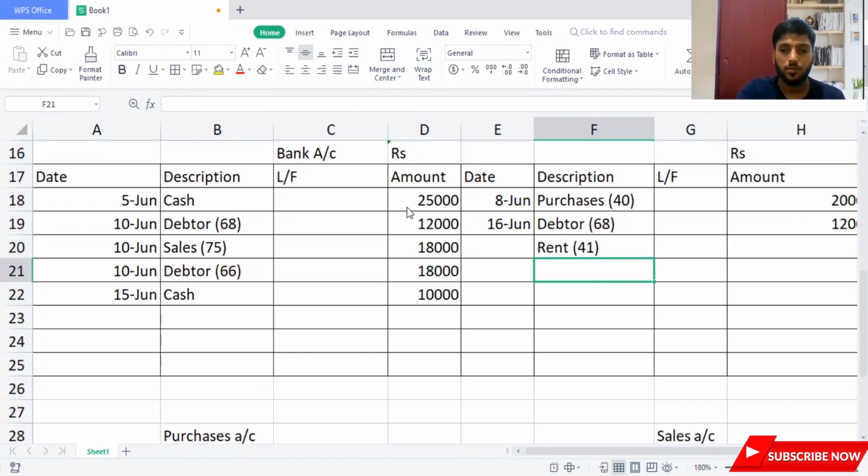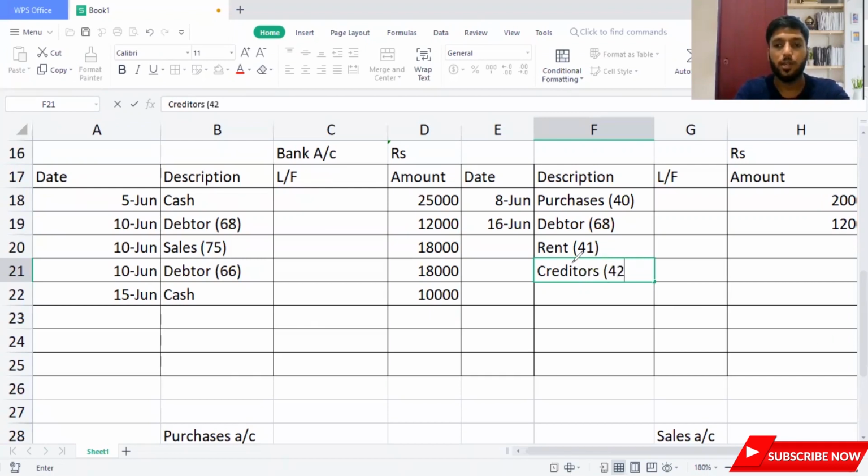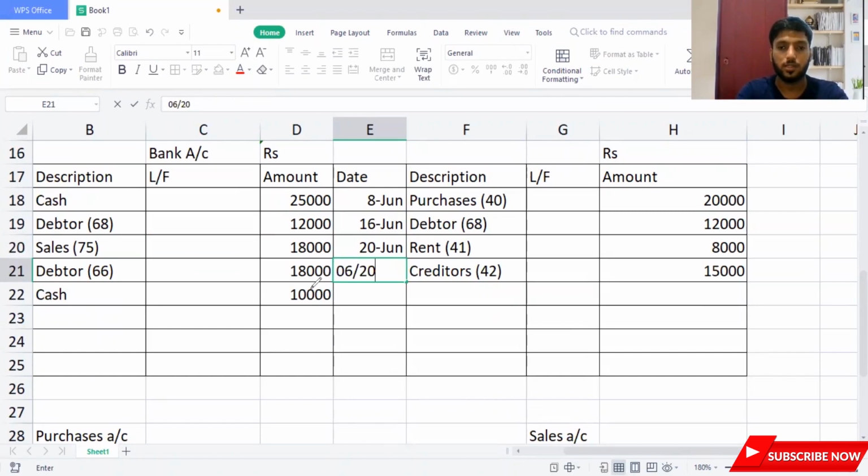So rent 43, right? 41 and 42, 15,000. So here creditors, I'll write creditors 42. I'm not yet done with the sum, so I need to write the dates first of all, 8,000 and 15,000. Now I have the double entry in the record. First of all, write the dates, and of course it's easy for me to do the next adjustment. 20th 6th. So I'll write here 20th 6th, right? And here also I'll write 20th 6th.